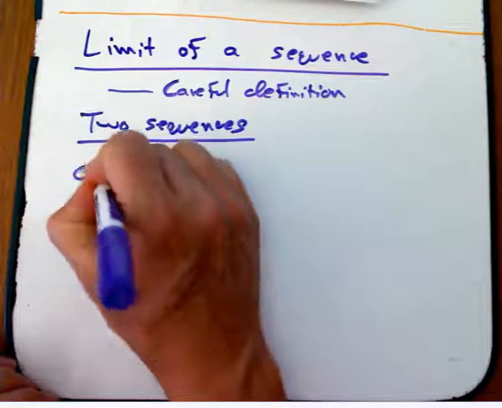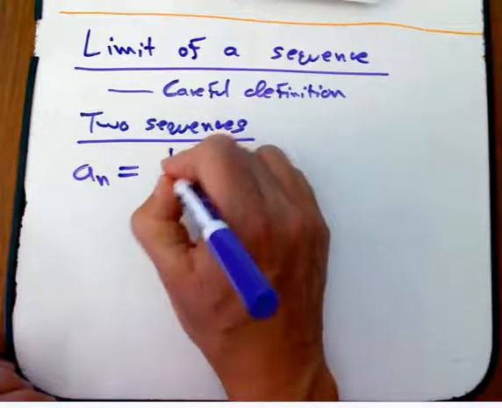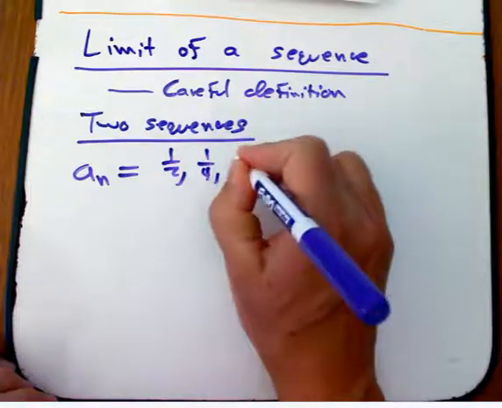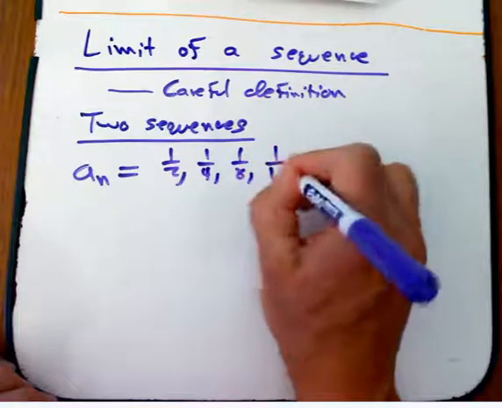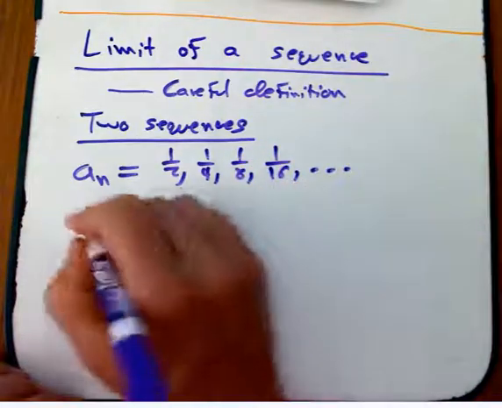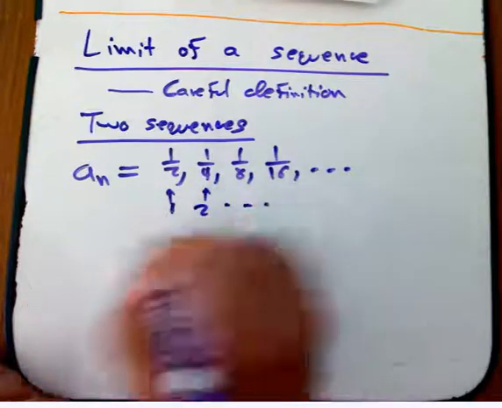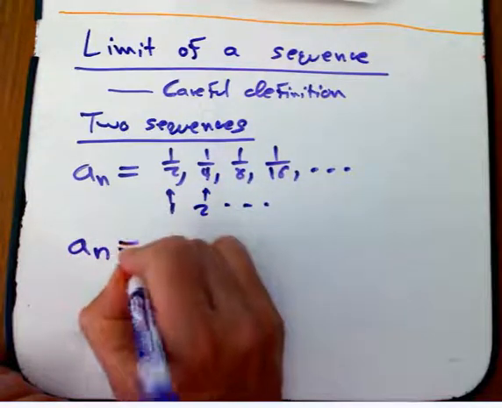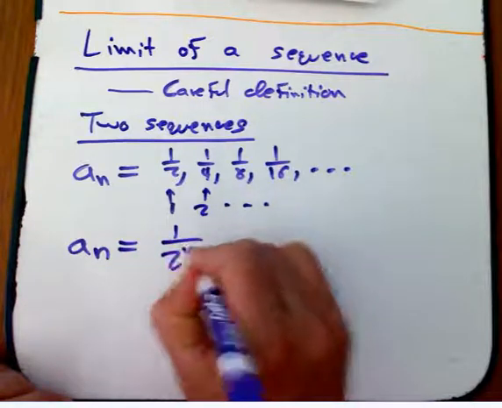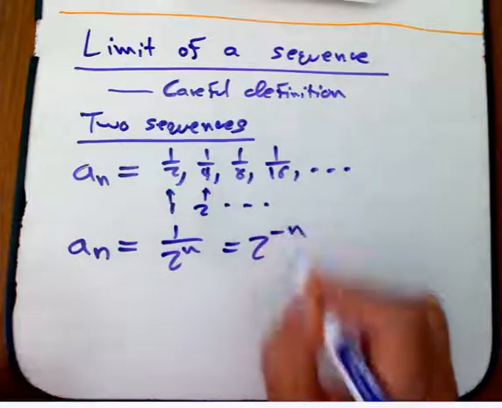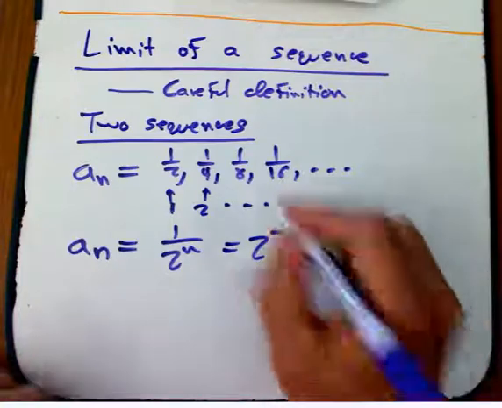So the first one, a sub n, is just 1/2, 1/4, 1/8, 1/16. If this is term number 1, this is term number 2, etc., then the formula is simply a sub n is 1 over 2 to the n, or if you like negative exponents, 2 to the minus n. Very simple sequence of numbers.